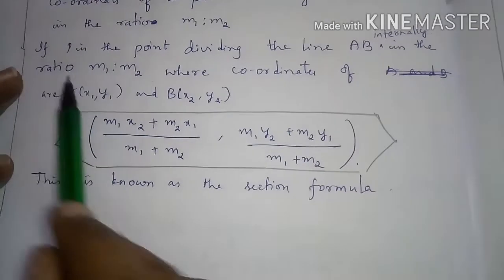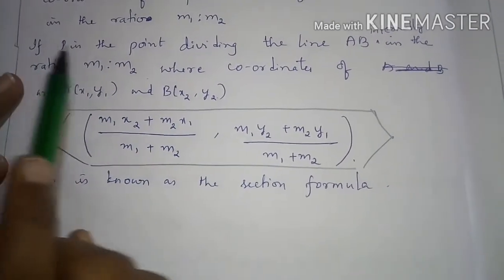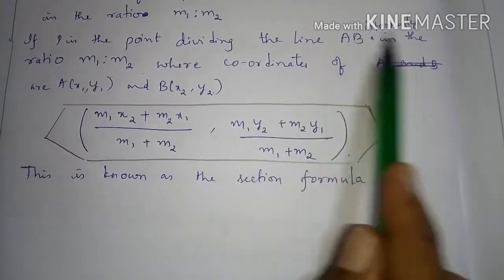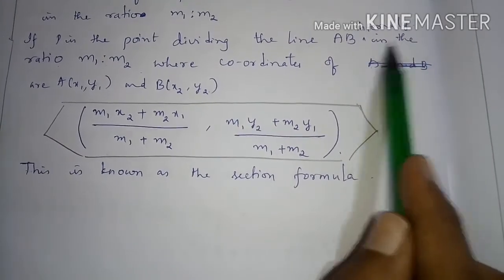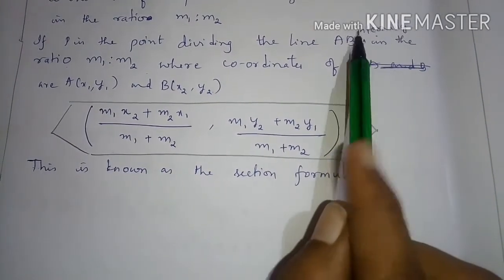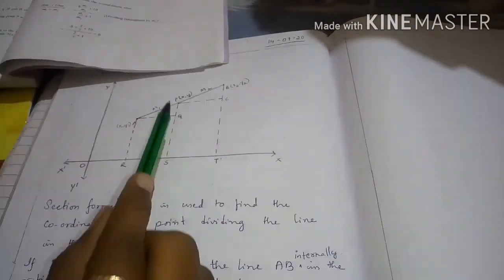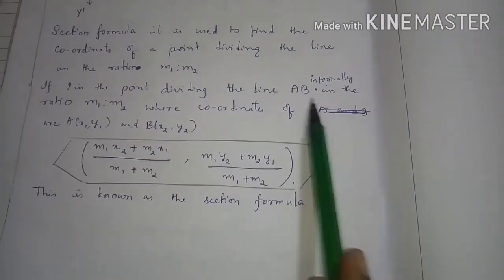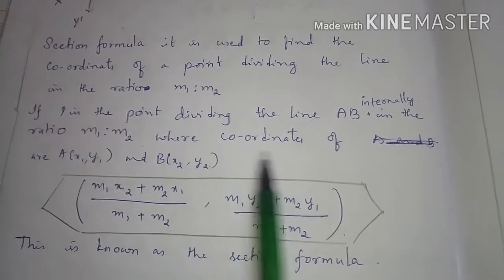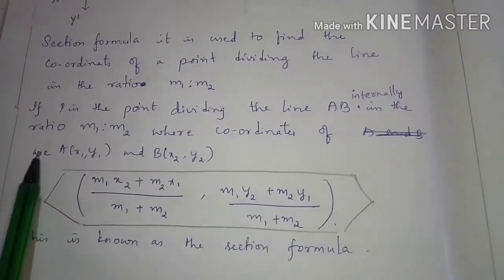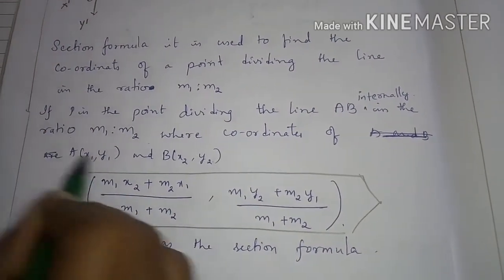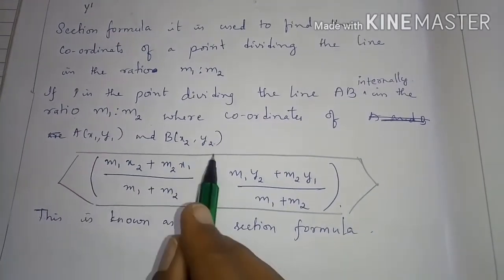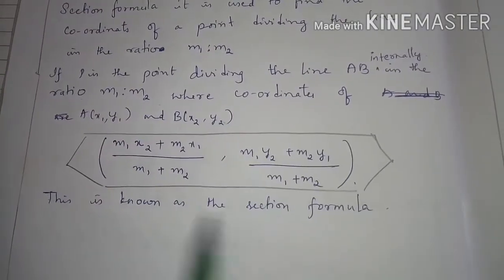Sorry, I made a mistake. If P is the point dividing the line AB internally, that is, A and B are divided internally, therefore the formula is for internal division. AB internally in the ratio m1 is to m2, where the coordinates of A are x1, y1 and B are x2, y2. That is, the section formula is given here.